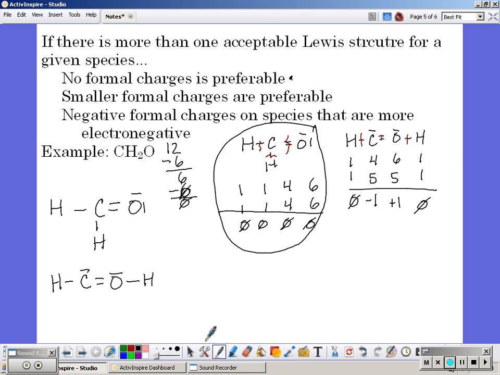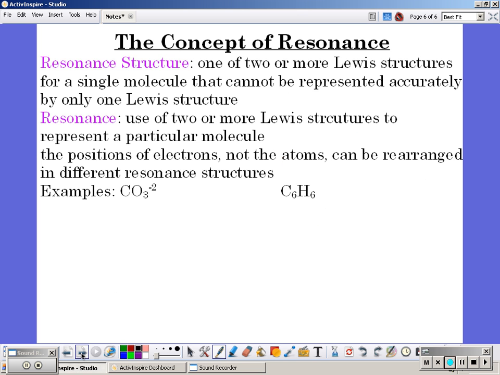Resonance: a resonance structure is one of 2 or more Lewis structures for a single molecule that cannot be represented accurately by only one Lewis structure. The word resonance means the use of 2 or more Lewis structures to represent a particular molecule. So the position of the electrons, not the atoms, can be rearranged in a different resonance structure.